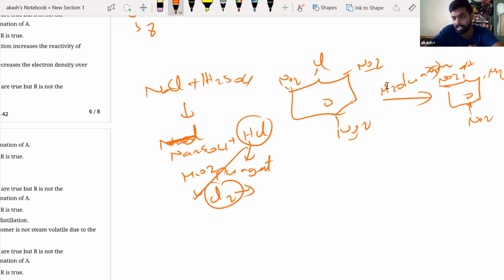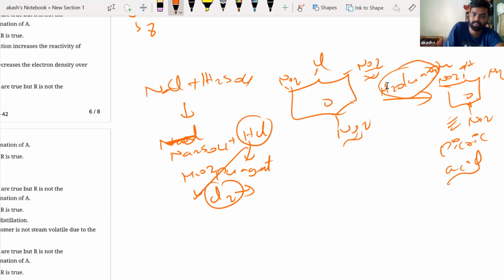300 degrees Celsius, 600 atmospheric pressure. All these things you have to give. But just because I have NO2, which is an electron withdrawing group present in ortho and para position, all I have to go for is H2O and a little warming, and you are going to get this. This is nothing but your picric acid. And we know we are going to find this in vomit. When you vomit, the yellow colored liquid which you get in your vomit is nothing but picric acid.